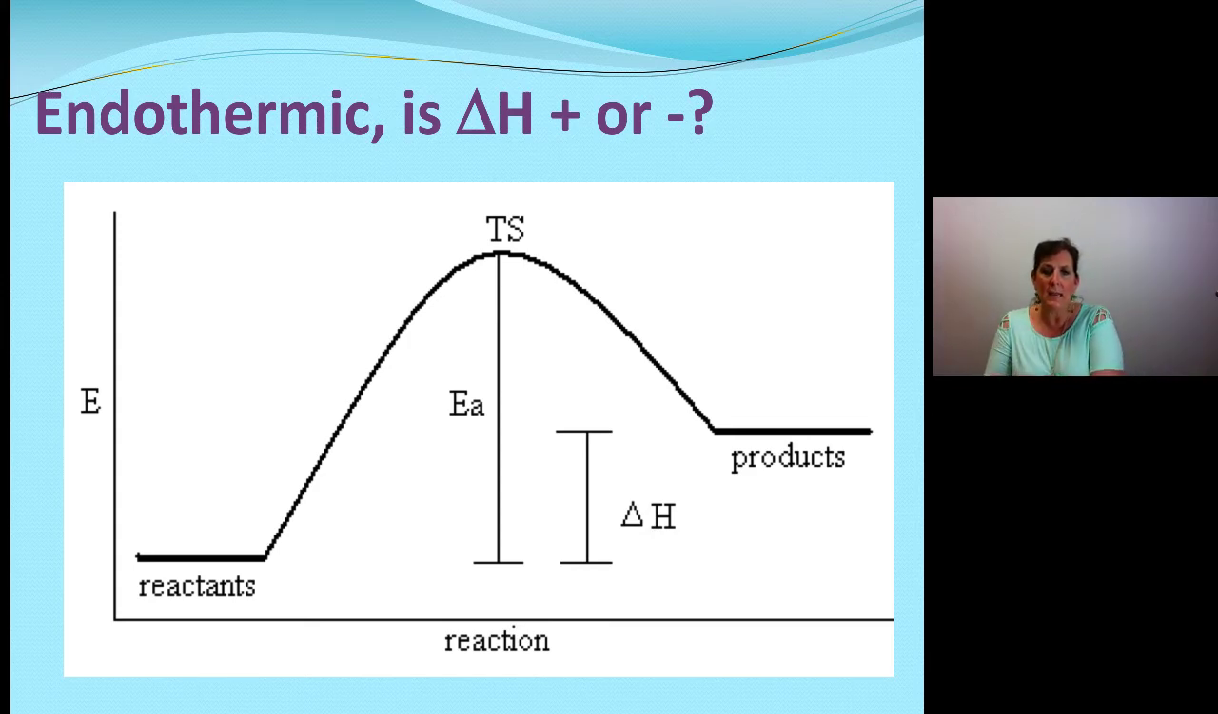Now this time the heat went up from reactants to products. So is the change in the heat energy positive or negative? Yes, if you said positive, it's a positive change this time. Very good. All right, so this is the energy profile for an endothermic reaction where heat goes into the reactants to raise them up to the product level.